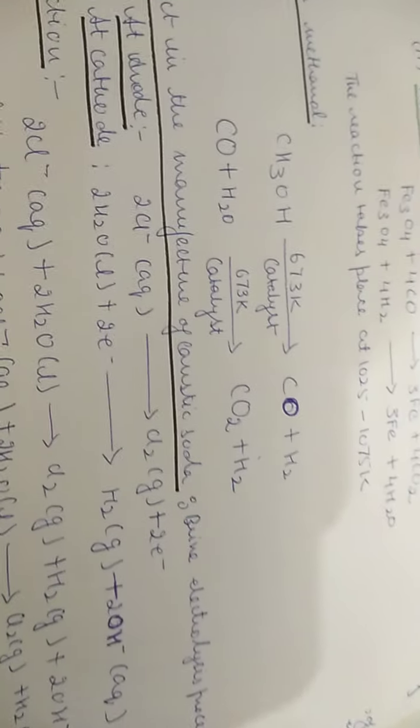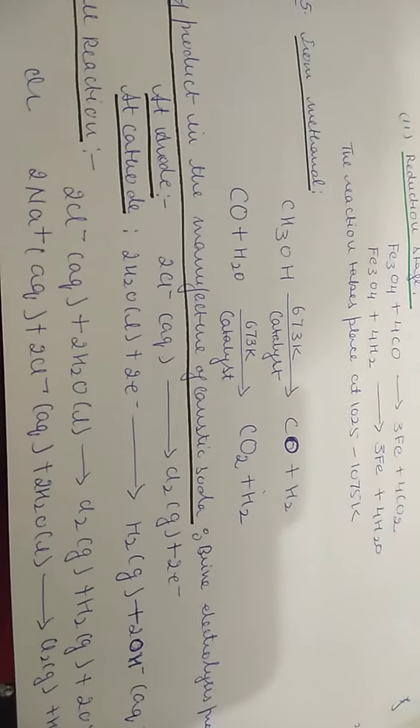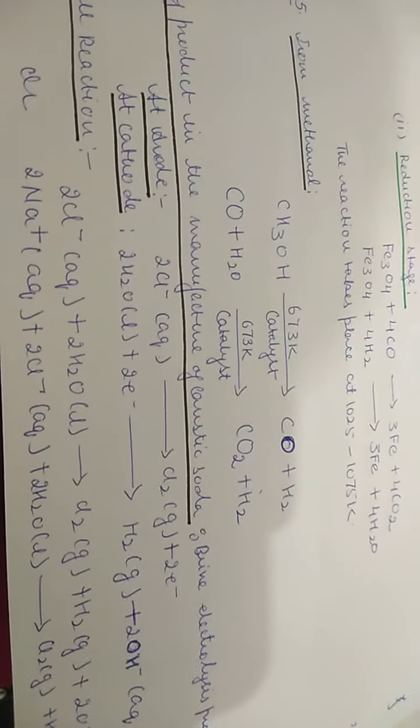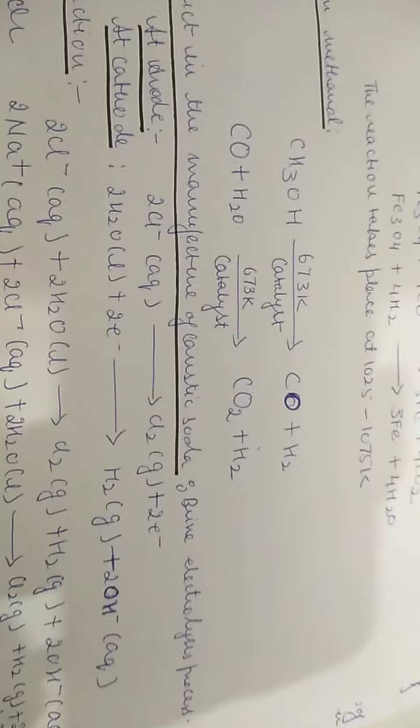Then next we have byproduct. This gas, hydrogen, is a byproduct in the manufacture of caustic soda.